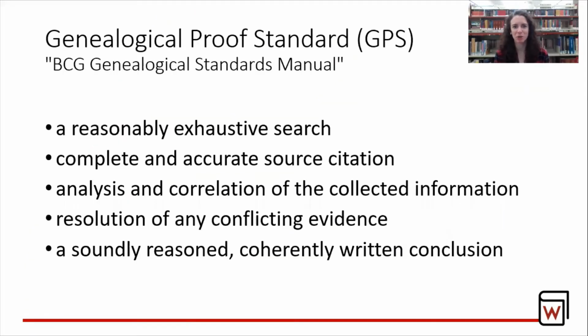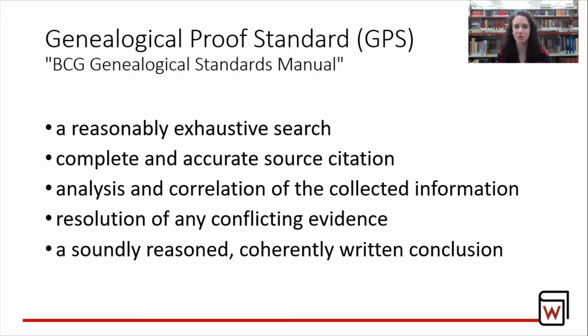The genealogical proof standard is used to make sure that we have completed a reasonably exhaustive search. You want to make sure that all of the information that you include in your work has a complete and accurate source citation. So make sure that every fact that you're including was found in a reliable source and is cited within your work so that future researchers know where you found that information.